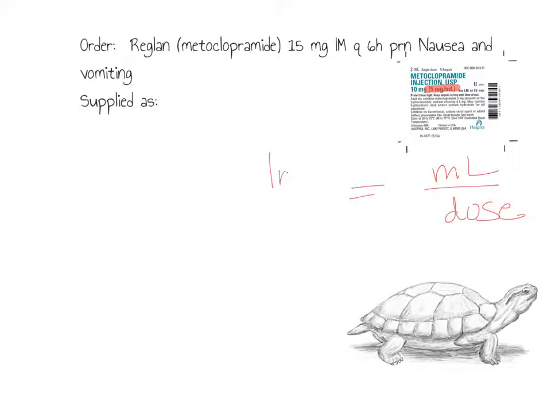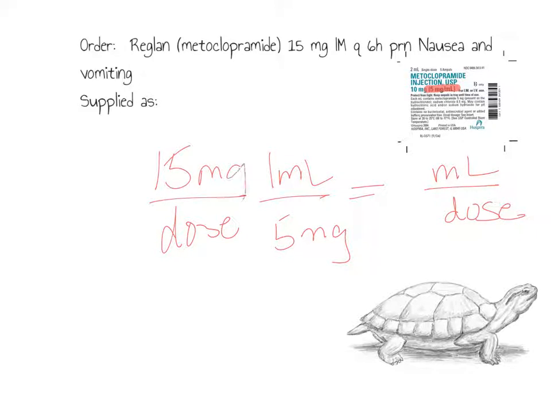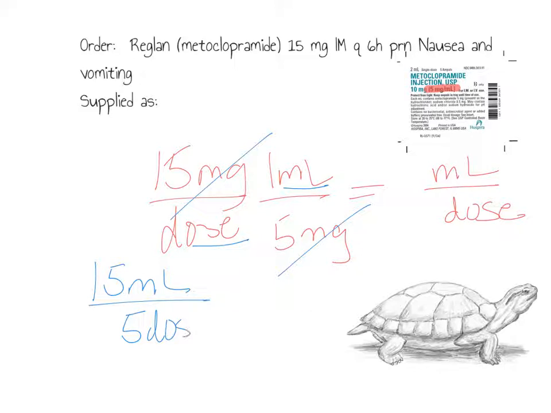So we know that 1 mL is equivalent to 5 milligrams, and our mL's are on the top. And we know that the dose that's ordered, which we want on the bottom, is equivalent to 15 milligrams. Now, if we did this right, we can cancel out, and we're left with only milliliters per dose. So let's see if that happens. We can cancel out milligrams, and what we're left with is milliliters per dose. So now we can go ahead and multiply across, and what we have is 15 milliliters per 5 doses.